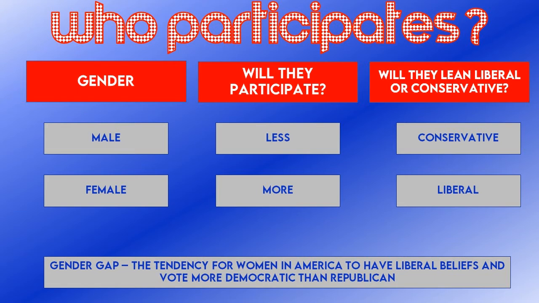You guys probably remember that term from way back, but the gender gap describes the tendency for women in America to be more liberal and to be more likely to vote Democratic than men. So gender breakdowns are pretty consistent patterns that we see from election to election.